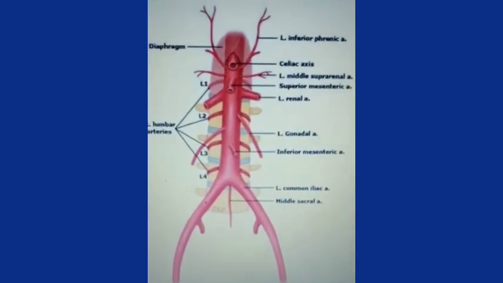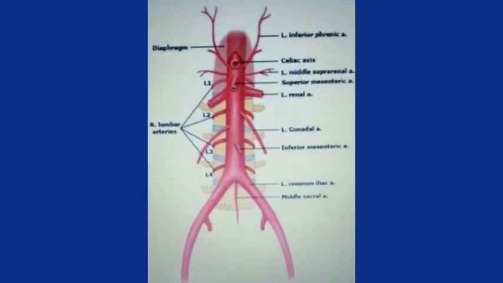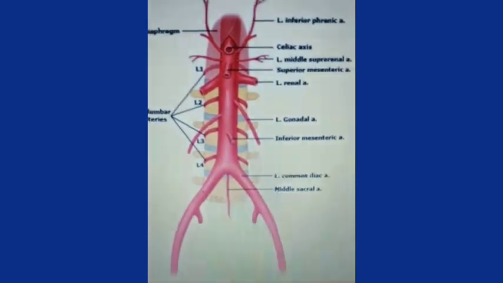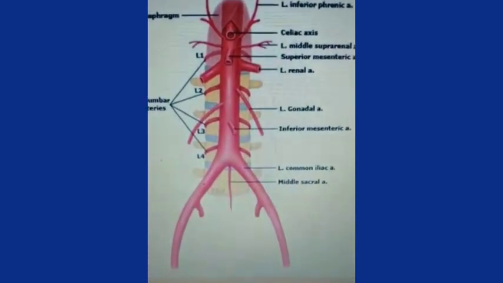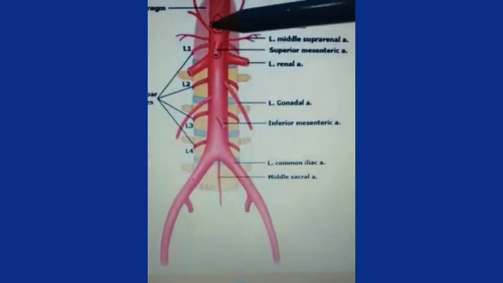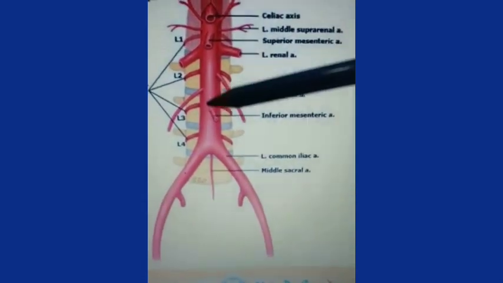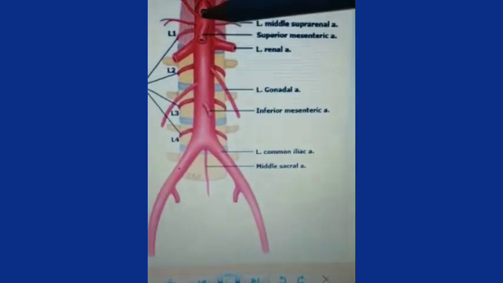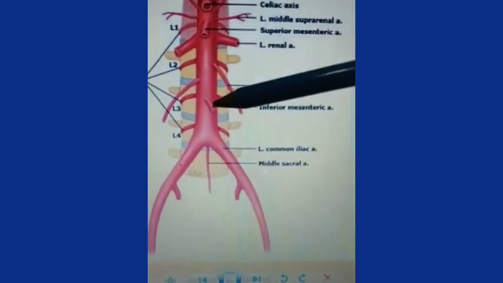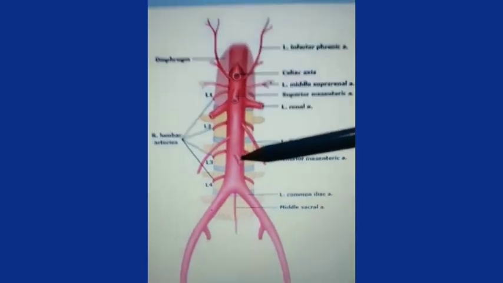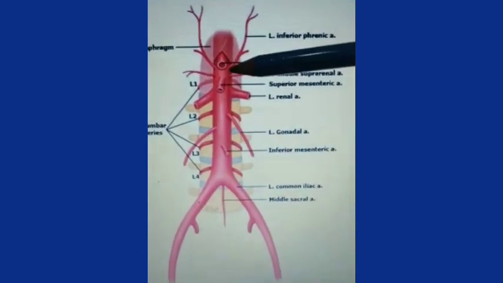Branches of the aorta are classified under three heads: ventral branches, lateral branches and dorsal branches. Ventral branches we have already done. This is the ventral branch. The branches that arise from the front of the aorta are ventral branches. Celiac trunk, superior mesenteric and the inferior mesenteric. These are the ventral branches.